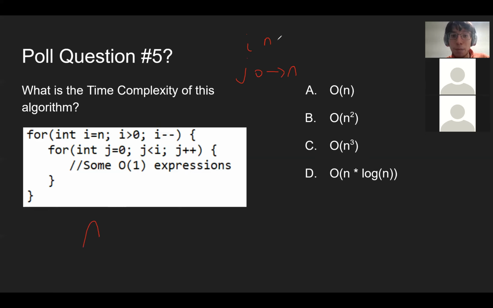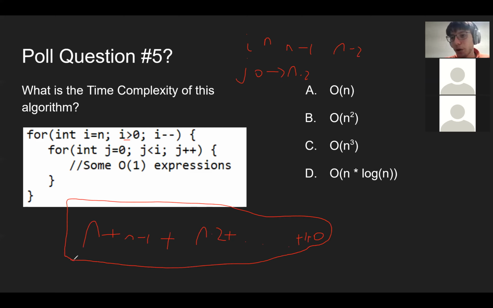And then i becomes n minus 1, so j is going to go from 0 to n minus 1. So now the inner loop runs n minus 1 times. And then when i is n minus 2, j goes from 0 to n minus 2, so we have plus n minus 2. And we keep going, with the same pattern, until finally i is 0, so plus 1. Do you guys know what order this sum is going to be?